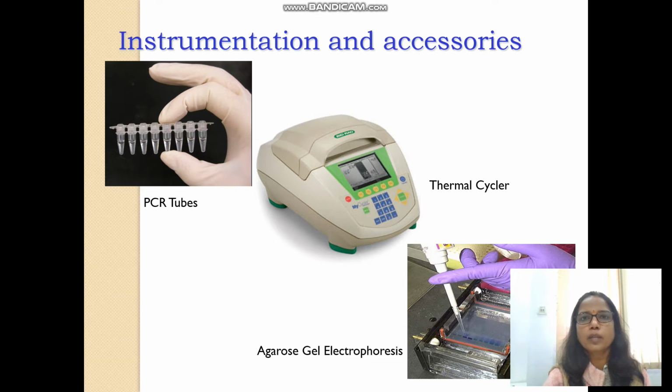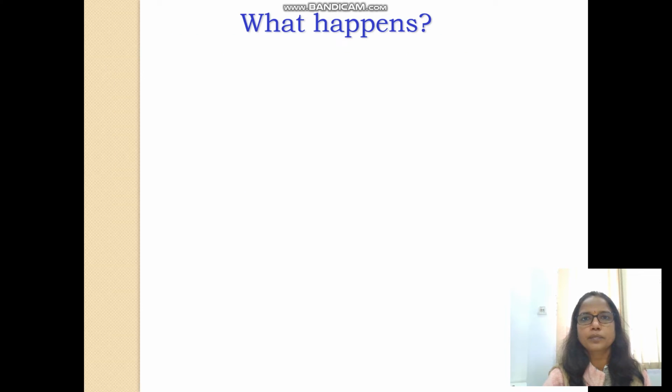The instrument used for PCR is the PCR tube having a volume of 50 to 200 microliters. Thermal cyclers from different manufacturing companies can be used, and agarose gel electrophoresis is used for the visualization of the PCR product.